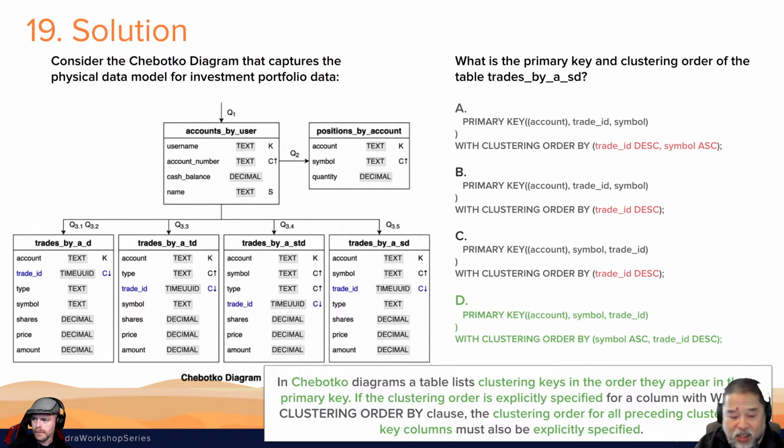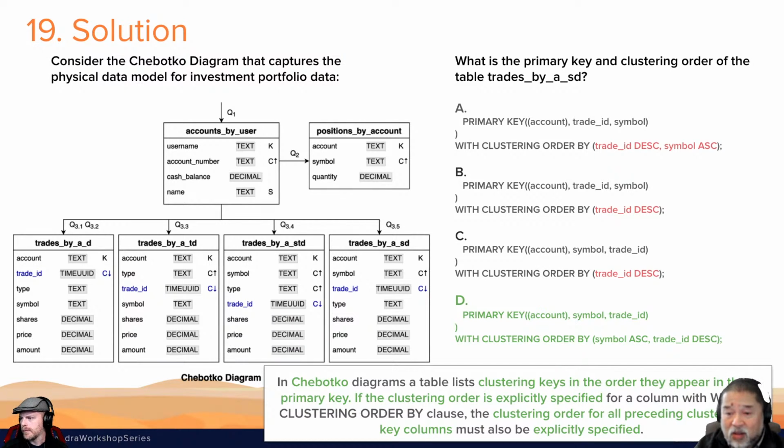What makes D the correct answer goes back to the same rule we talked about in one of the very early questions. That is, if you constrain clustering columns, you have to start at the first one. That's true when you define the order explicitly as well. If you define the order of any clustering columns explicitly, you have to define them starting at the first one.